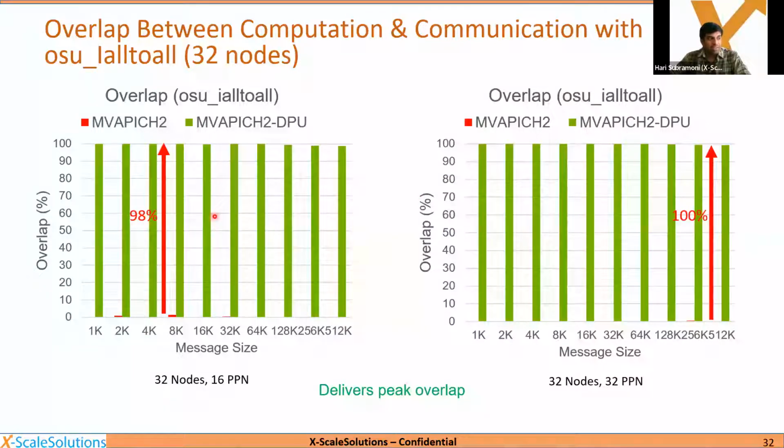In this slide, we show the amount of overlap of compute and communication we are able to achieve. Here we compare the default version without the offload capability and the enhanced version from Xscale with the offload capability. We see that the enhanced version has near 100% overlap of computation and communication, which means that all the time when the DPU was doing communication, the CPU was doing some computation. So there is a significant benefit here.